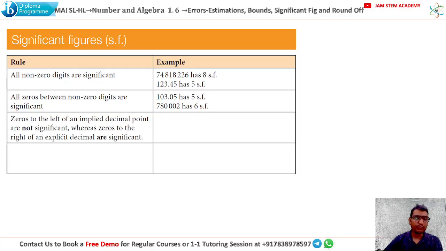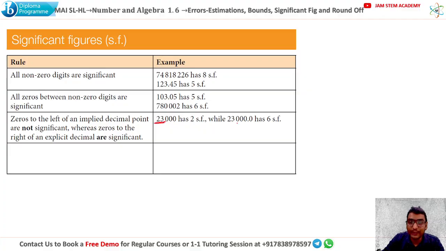One more. Zeros to the left of an implied decimal point are not significant, while the zeros to the right of an explicit decimal are significant. For example, this one, 23,000. In this 23,000, as you can see, these three zeros are not bounded by two non-zero digits, right? So it has only two significant figures, like 23.